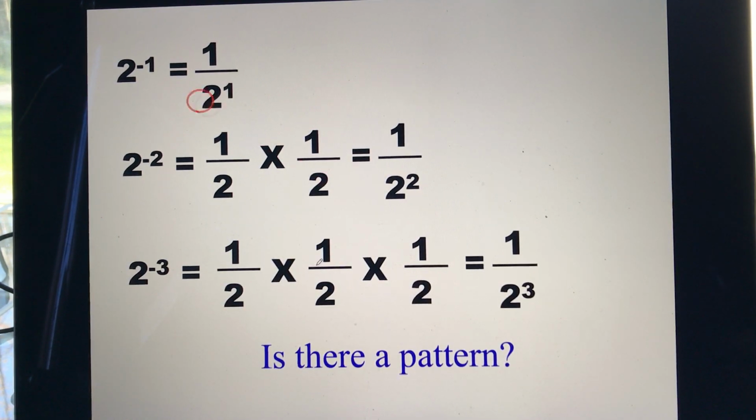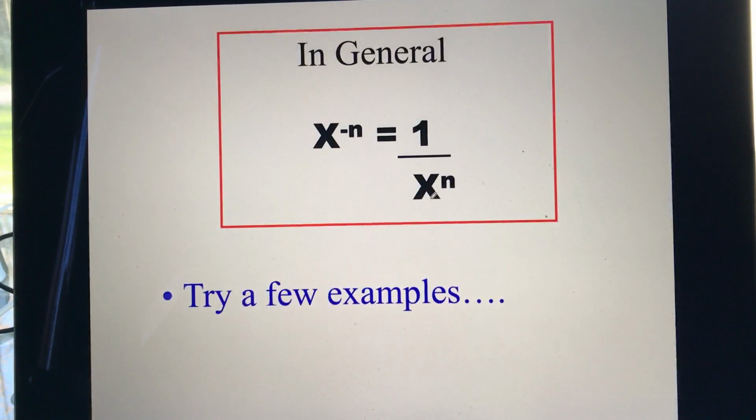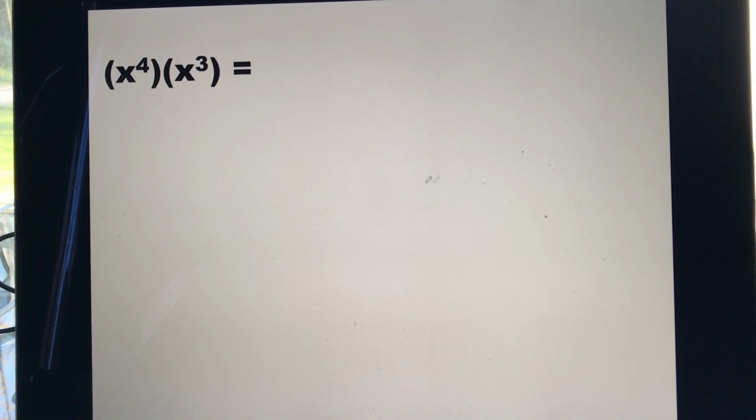And we've seen this pattern before. What's happening is, this is how we learn to deal with negative exponents. If I have a negative exponent, I'm allowed to actually just write it as a fraction and turn that exponent into a positive. So if I have x to the -n, that's equal to 1 over x to the positive n. So we're going to just try a couple examples here.